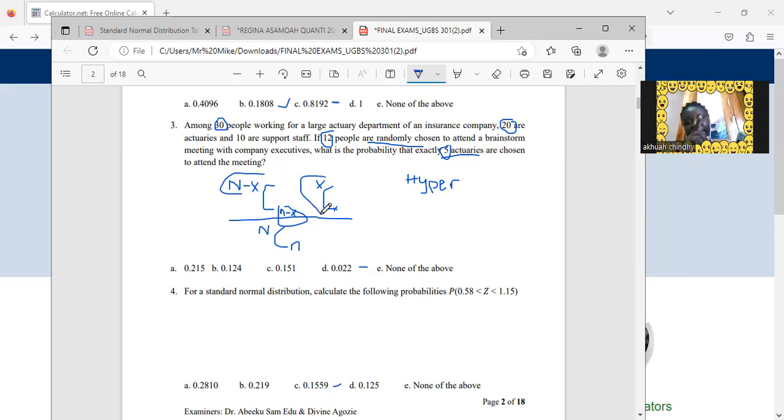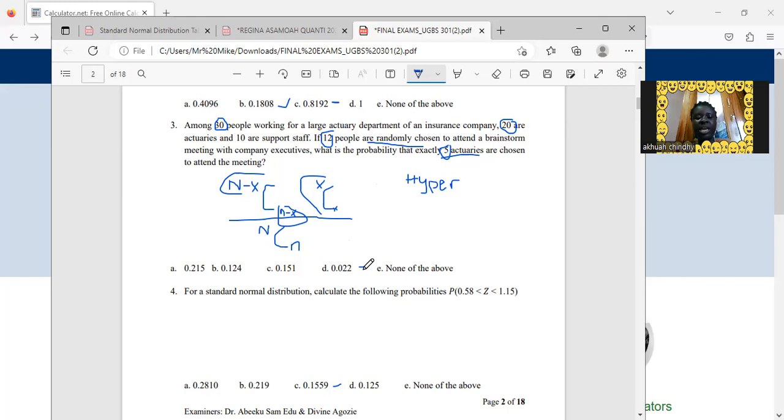The x is the upper part, so that will come first. Our big X is 20. You have 20, then press shift and the division sign. Then our r, the down part, is the small x, which is 5. Then divided by our big N, which is 30. Then you press shift and division sign, and the small n is 12, and you bring the 12. So you're going to get 0.0215. When you round it, you get 0.022.